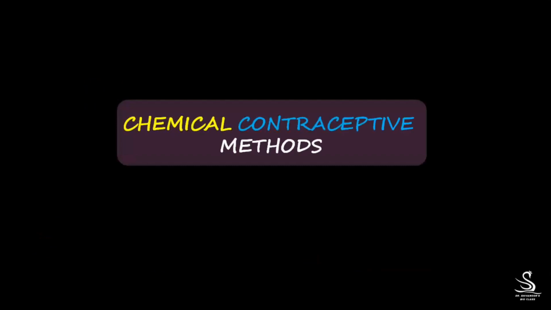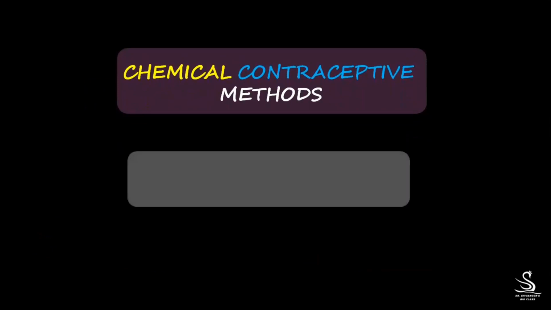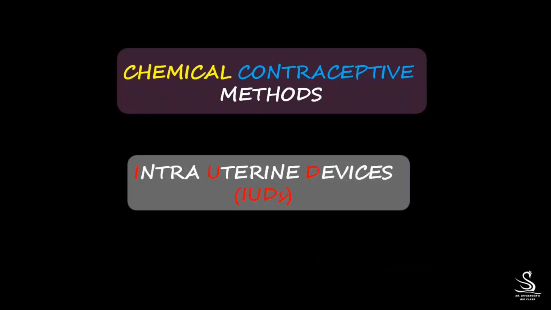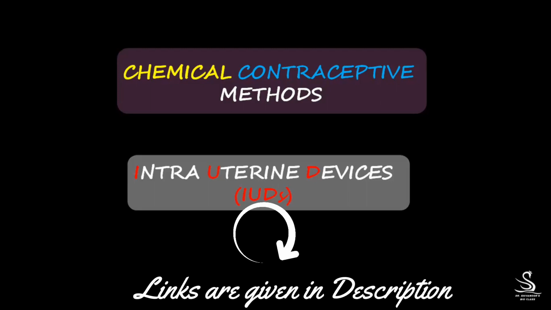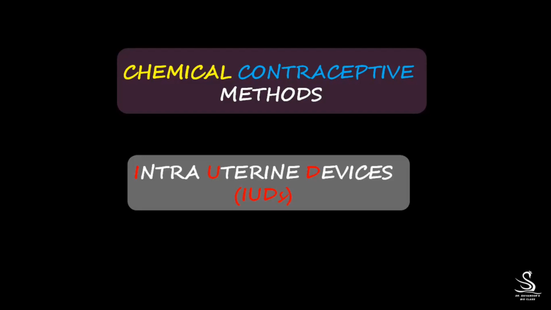Today in this class, we are going to discuss chemical contraceptive methods, as well as intrauterine devices, IUDs. In my previous video, I discussed natural contraceptive methods as well as barrier methods. I have given the link in my description box. You can watch those videos also. First we'll discuss chemical contraceptive methods in this class. Then we will understand intrauterine devices, IUDs.